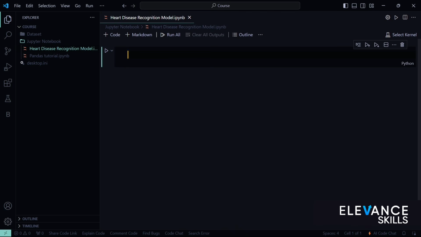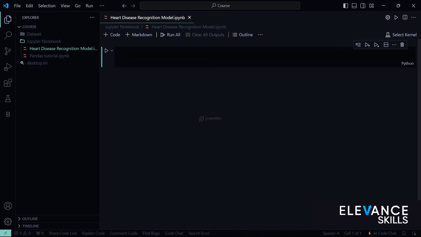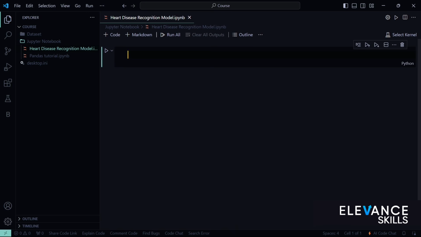In any machine learning project, you'll frequently work with NumPy and Pandas. NumPy is essential for numerical operations, especially when you're dealing with large arrays and matrices. Pandas, on the other hand, is a powerful tool for data manipulation and analysis. It provides data structures like data frames that make handling and analyzing data more intuitive. By importing these libraries, we're setting up the environment we'll need to work with our dataset effectively.